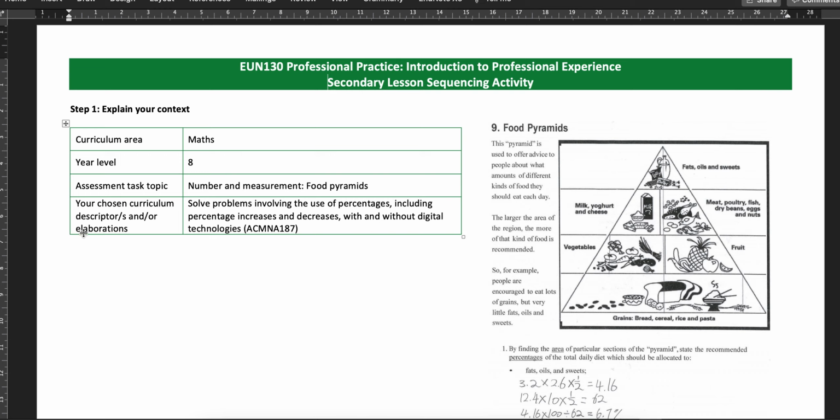That's my curriculum descriptor that this lesson sequence is based on. In the assessment task, students will be demonstrating a number of different knowledge and skills related to calculating the area. They need to calculate the area of parts of this pyramid, but then they need to calculate the percentage that each section represents. And so that's why in this sequence of lessons, I'm going to focus on teaching students to solve problems that involve the use of percentages.